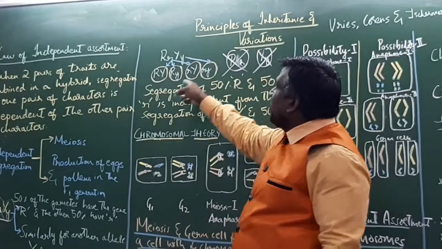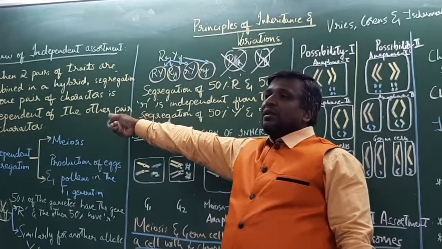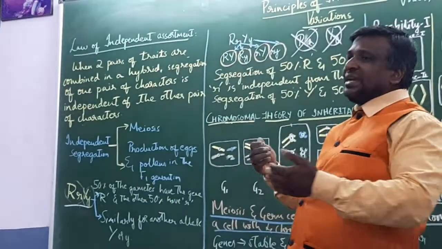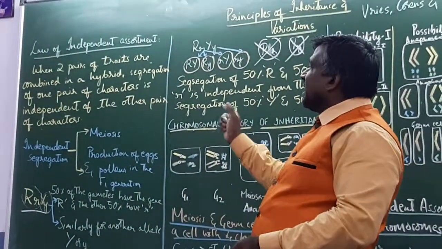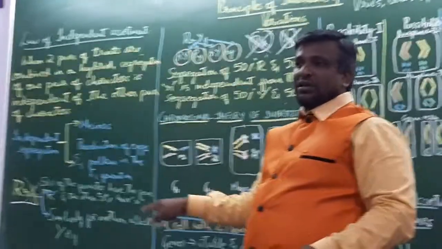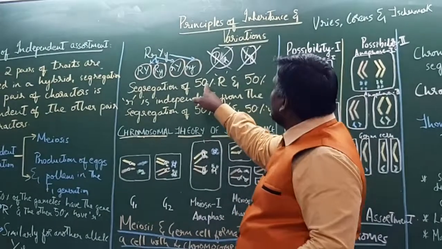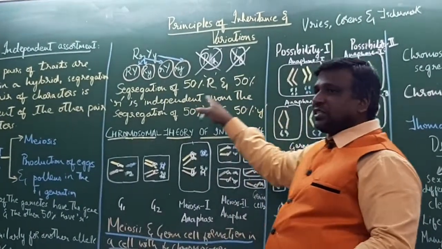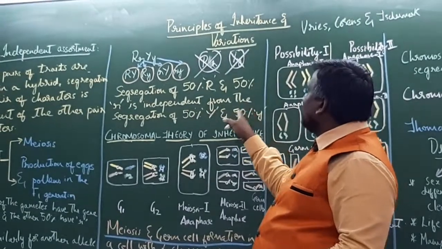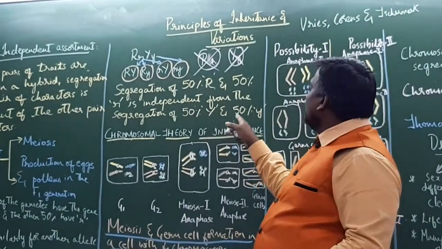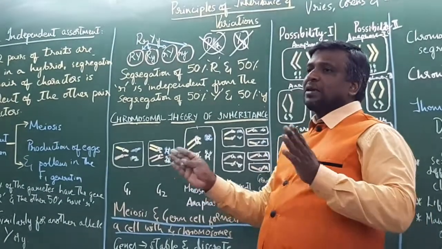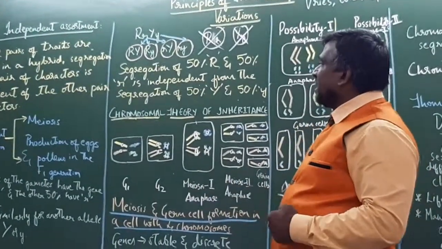Okay, so they are following the law of independent assortment. When two pairs of traits are combined in a hybrid, segregation of one pair of characters is independent of the other pair of characters. So segregation of 50% R and 50% small r is independent of segregation of 50% Y and 50% small y. So they don't mix with each other. That is what the law of independent assortment is about.